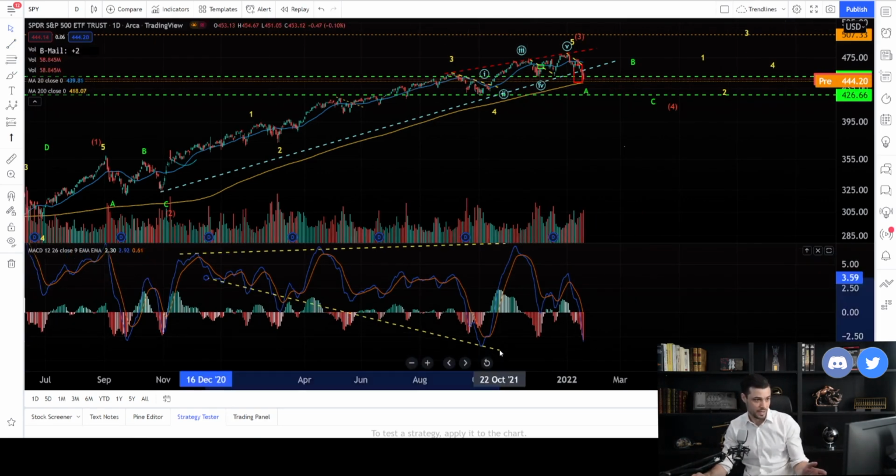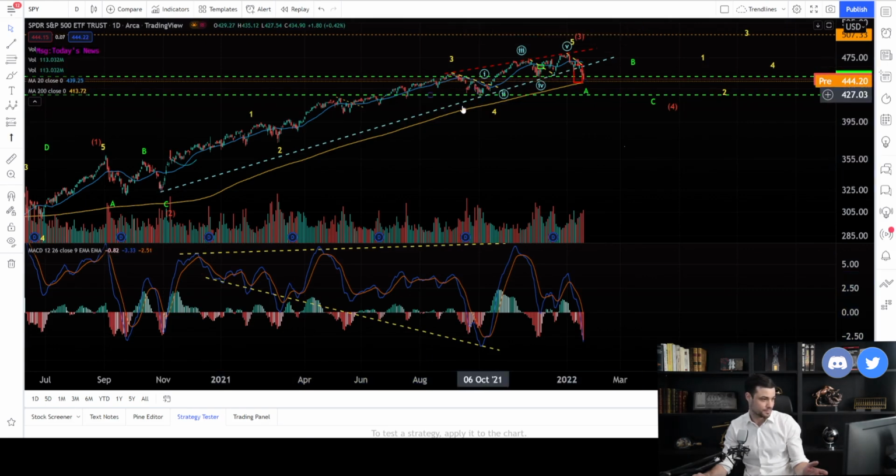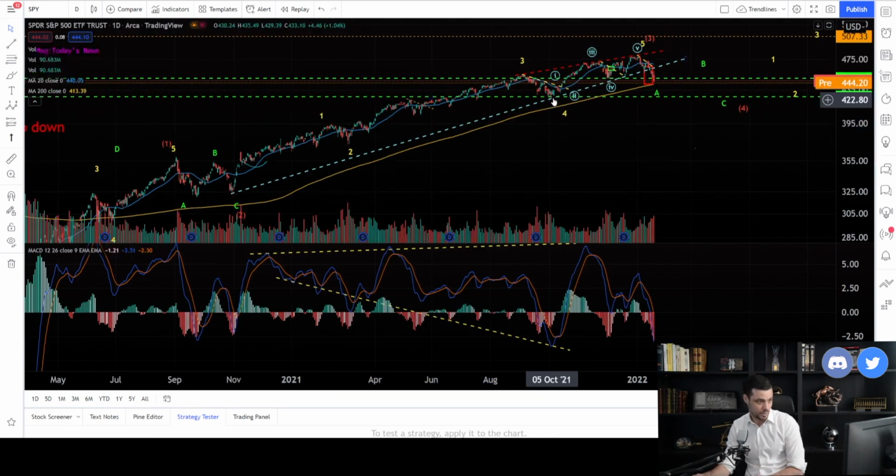Whenever you don't have this anymore, so here we had it until here. And you can see this trend line. So I'm connecting this low here. When I was here, the market was making higher lows and the MACD was making lower lows.